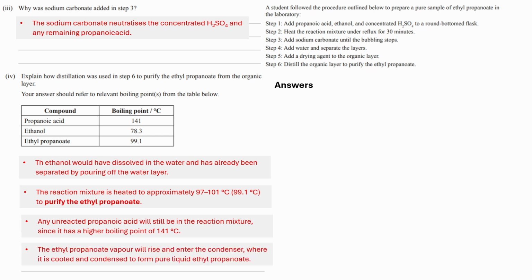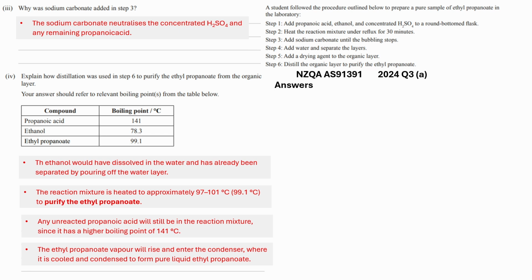Its boiling point. So the ethyl propanoate vapor will rise, enter the condenser where it's cooled down and condensed to form the pure liquid ethyl propanoate. Now, this is quite challenging in this paper in that they gave us all these steps, but they didn't give us a picture of the equipment. So you kind of have to see a picture of it in your mind.